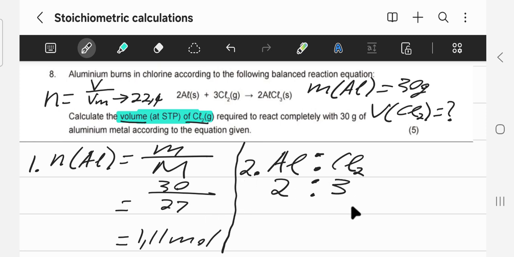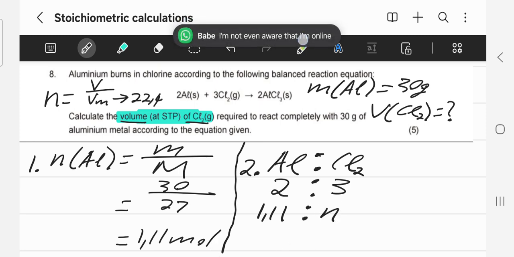After writing the coefficients, guys, which I call my mole ratios, I am going to write the number of moles of these two substances. Are we clear? What are the number of moles of aluminum? I found them here, and they are 1,11 is to 2. Do I know the number of moles of chlorine? The answer is no, I do not. So I'm just going to write N there.